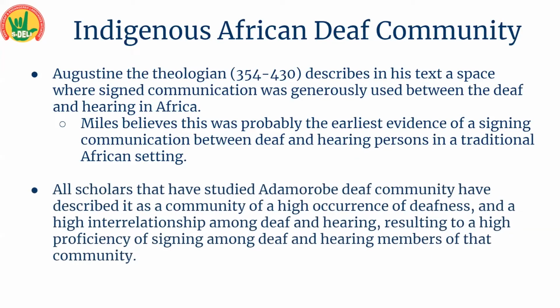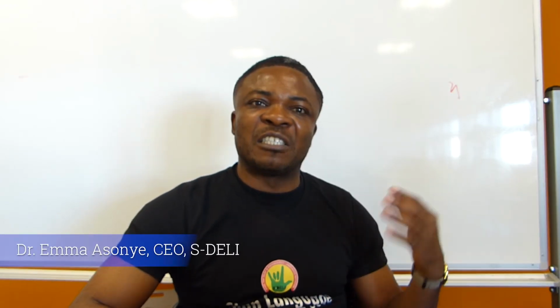All scholars that have studied the Damarobe deaf community have described it as a community with a high occurrence of deafness and a high interrelationship amongst deaf and hearing, resulting in a high proficiency of signing among deaf and hearing members of that community. If you have been watching my series, you will find that I have almost always mentioned the Damarobe Sign Language and the Damarobe deaf community. It is one example of a deaf community that has been in the historical trend in Africa.